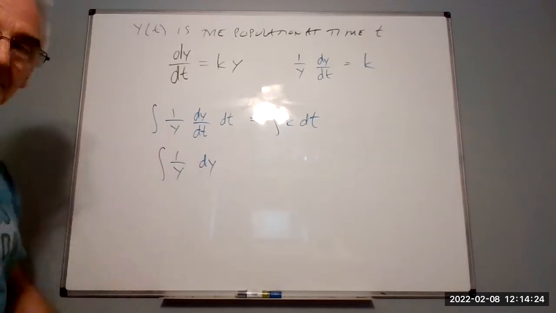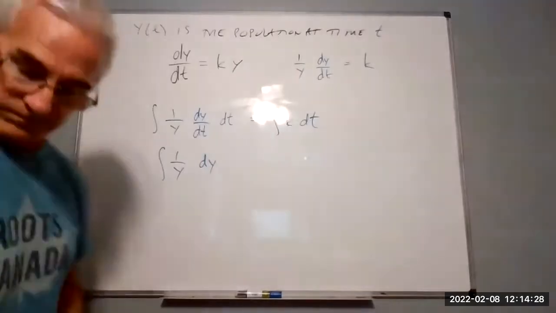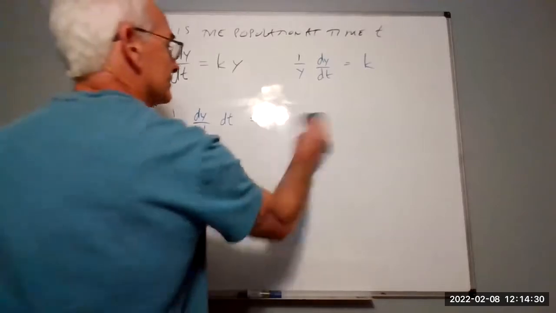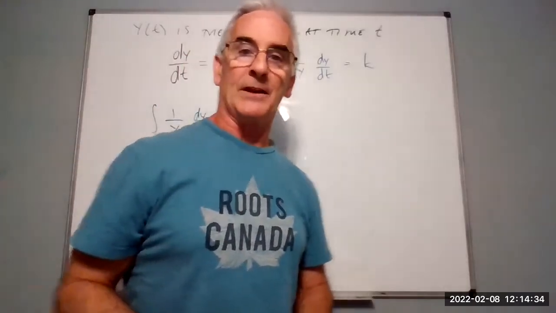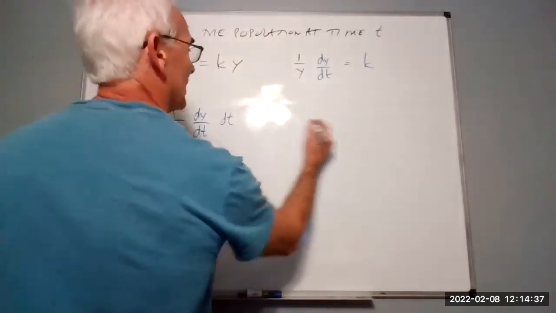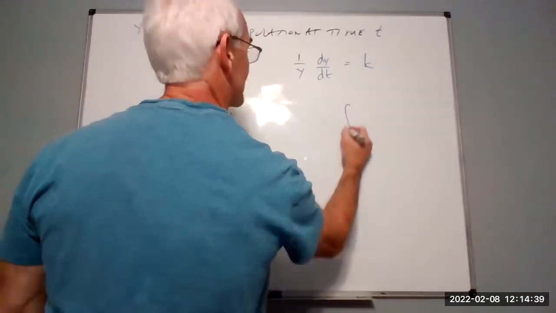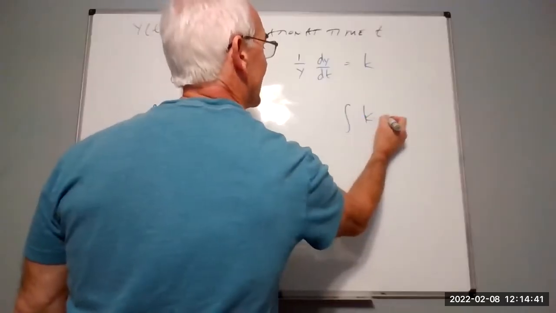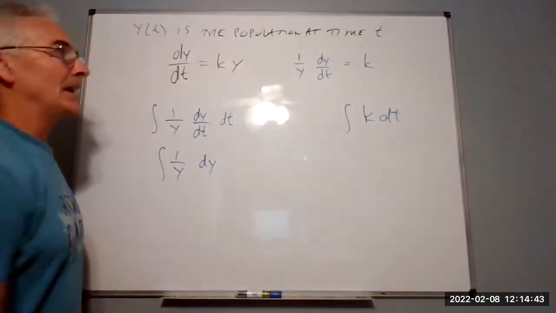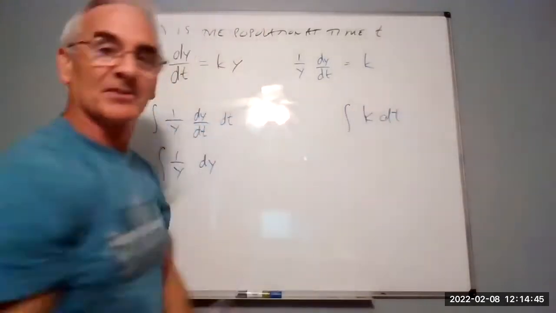Professor, sorry to interrupt, but the glare in the center, what does it say again right there? Thank you. I can't see what it says. Yeah, unfortunately, when I'm moving in and out, the glare changes for me. On the right side, it's k dt. There we go. I just integrated both sides with respect to t, so that's the right side.